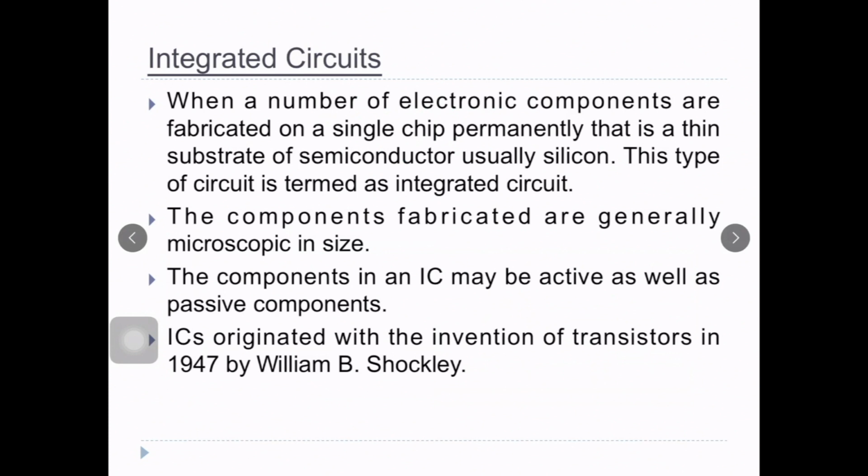The circuit is not visible to the user. The components which are fabricated inside the chip are very small, microscopic in size. That's why we are able to integrate a large number of electronic components in a small area of the chip. The components included may be active as well as passive components, and ICs originated with the invention of the transistors only.